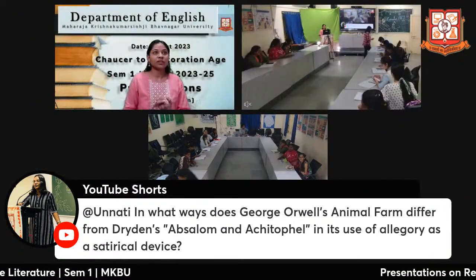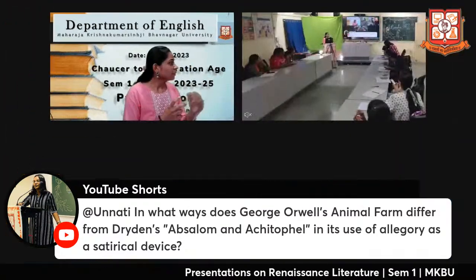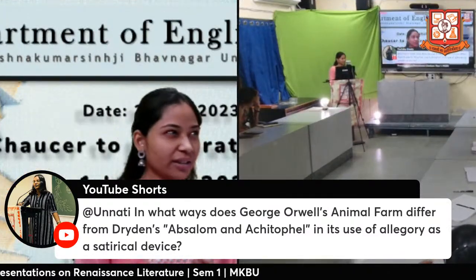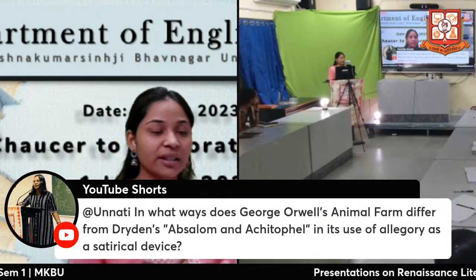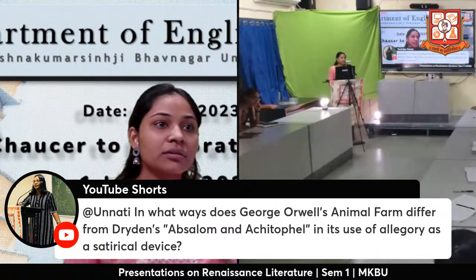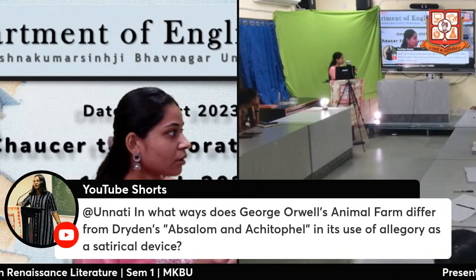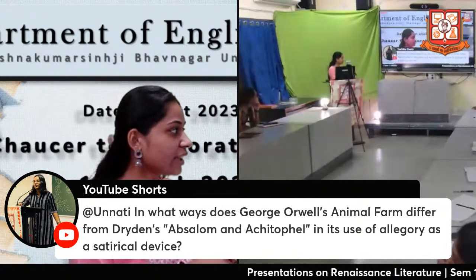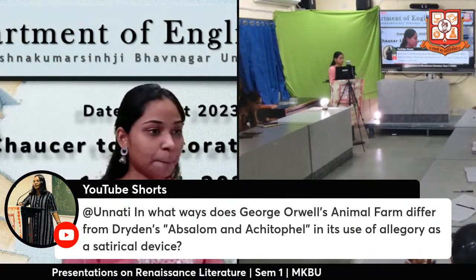Okay, Animal Farm, right? Absalom and Achitophel mostly deals with satirical themes like corruption and all. But when we go to Animal Farm, they have totalitarianism and we can say the Russian Revolution in their works. So we can see that there's a difference between their satirical works.